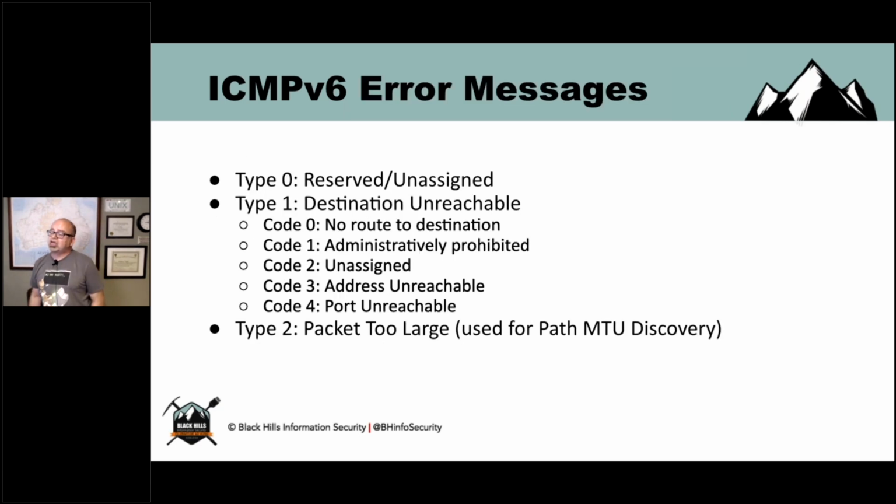The error messages are things that you're probably used to. Type 0 is reserved. Type 1 is destination unreachable. That maps exactly to v4's type 3, right? Code 0, no route. Code 1, administratively prohibited, unassigned, address unreachable, port unreachable. Type 2 is our packet too large or MTU exceeded. We use this for MTU discovery, which is something that you want to operate in a v6 world. You need to know what the maximum transmission unit across that network path is going to be.